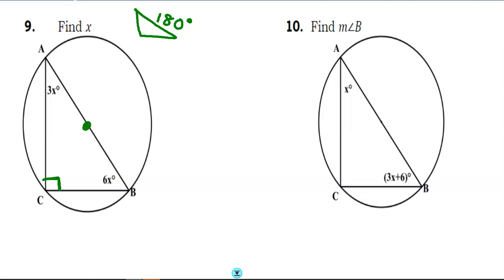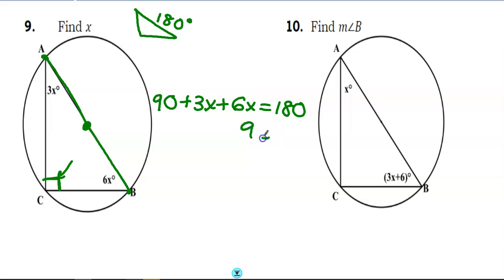Because this line touched each side and went through the center, I can prove that it has a 90-degree angle. So I have 90 plus 3x plus 6x equals 180. So things that we've been doing for a long time now. So subtract 90 and I get 90. 3x and 6x is 9x. Divide 9 to both sides and x equals 10.